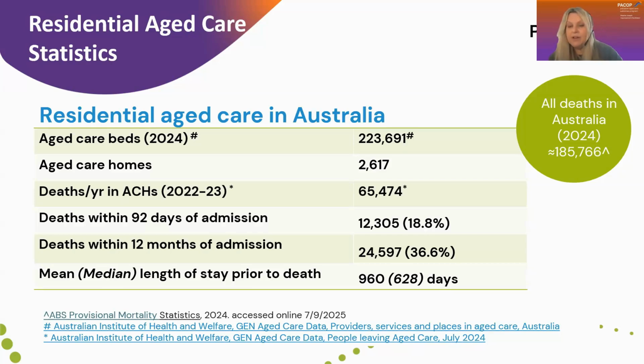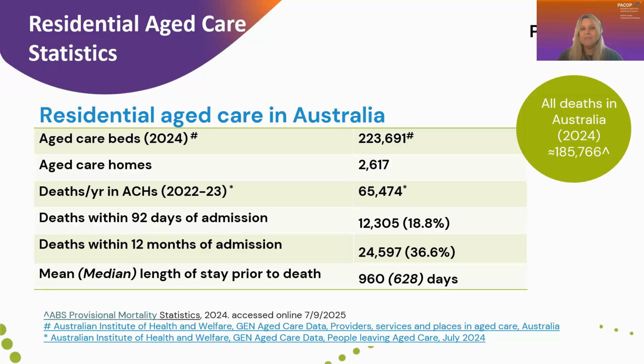Of that 65,500 people, we had 12,000, so 18%, so 1 in 5, really 20%, die within 3 months of being admitted. And 36%, so that's 25,000 odd, died within 12 months of being admitted to residential aged care.